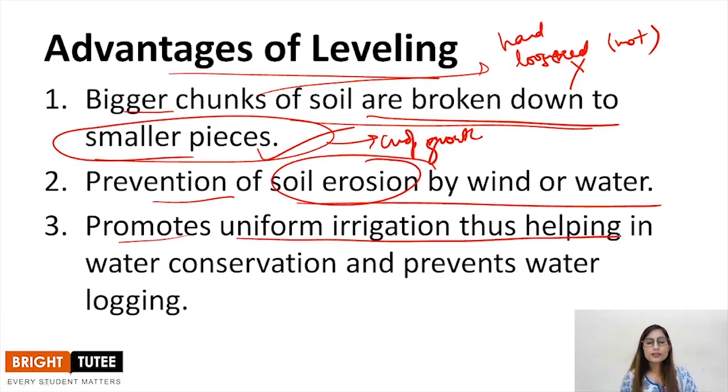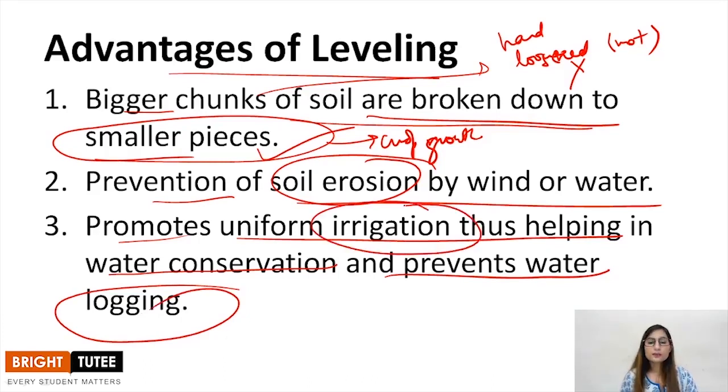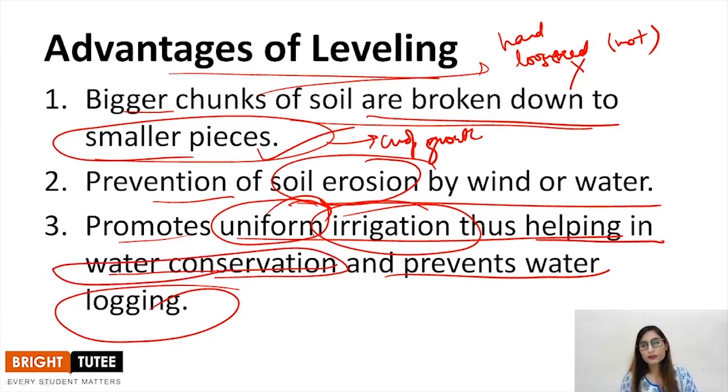Then it promotes uniform irrigation, thus helps in water conservation and prevents waterlogging. Now irrigation is basically the process in which we provide water to our plants. For irrigation, we require uniform rows because if the rows are not even, the water distribution will not be even and water will be wasted for rearrangement and more water will be required. So it helps in water conservation and prevents waterlogging. Waterlogging is the collection of water at some point leading to destruction of crops. So waterlogging is also prevented and water is conserved as well. So leveling is very important for us.